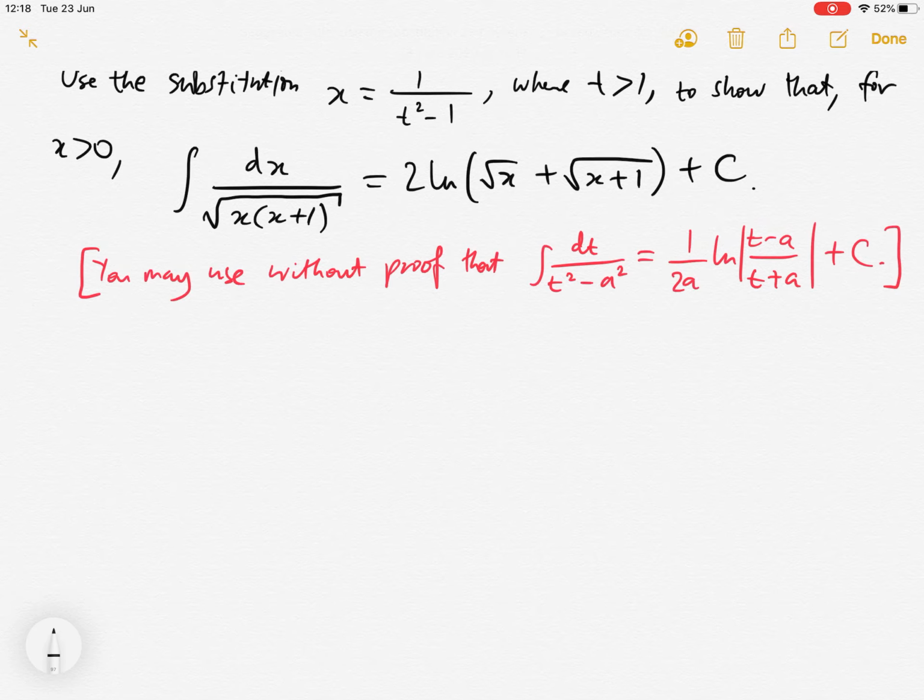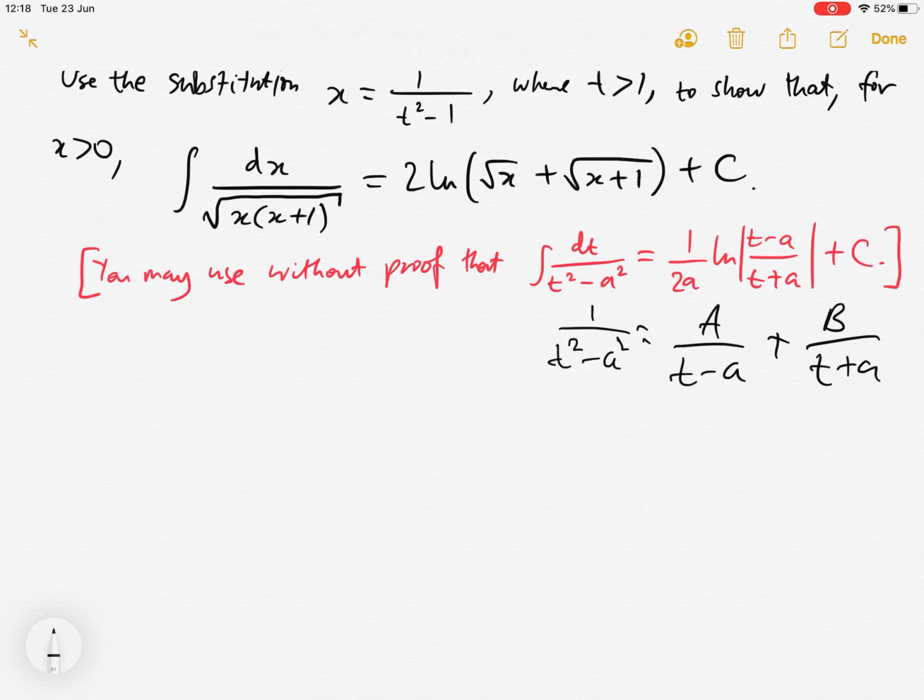And by the way, hopefully you know, the way to prove this result in red is partial fractions. If you write 1 over t squared minus a as something over t minus a plus something over t plus a, then you could prove this result in red.